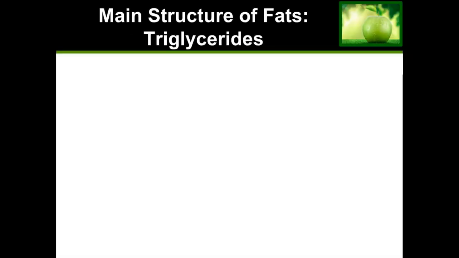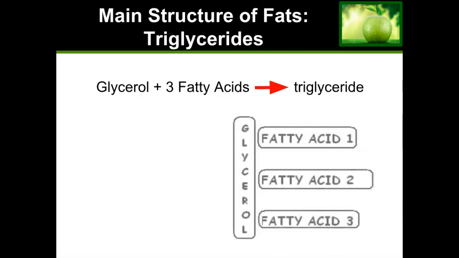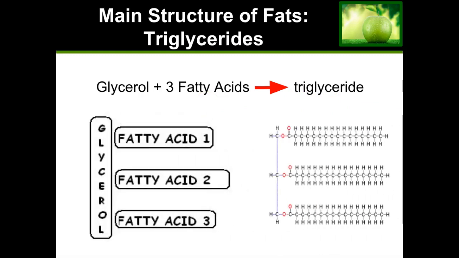The main structure of fats are triglycerides. Triglycerides are made up from glycerol and 3 fatty acids, giving triglycerides. This is the structure of triglycerides. They have the glycerol moiety and fatty acid chains.